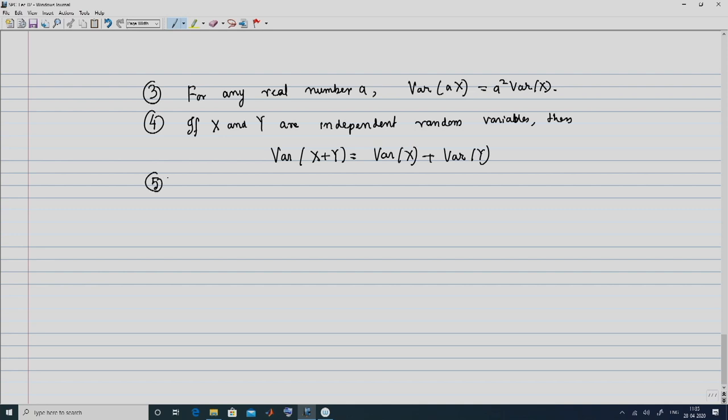And finally, if c is a constant, then the variance of its shifting, that is the variance of x plus c, is simply going to be the variance of x. So I leave the proof as an exercise. Just make use of the definition in order to prove them.